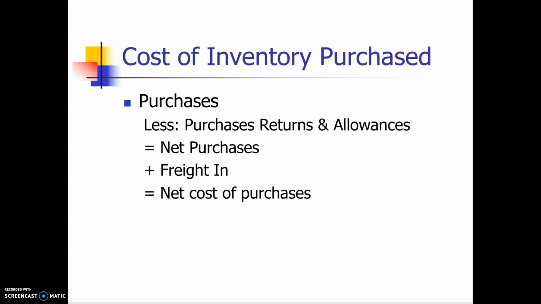So we're going to see the cost of the inventory that we purchased. The purchase is going to be the amount we paid to buy the inventory. We'll subtract anything we returned. That's called our net purchases. And then we add in the cost of the freight charges we had to pay as the buyer. That's going to be the net cost of purchases that we're using.